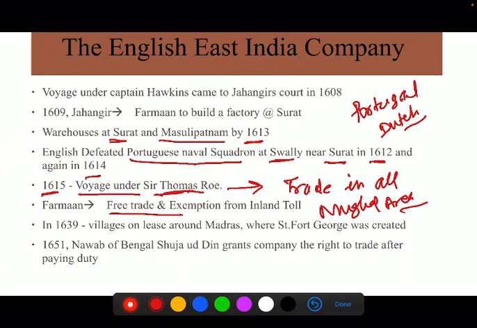Now Thomas Roe was very intelligent. I am telling you the story. When he came to India, he brought a lot of European style paintings, and Jahangir was a painter. Most of the time he used to do painting, and he liked it a lot.